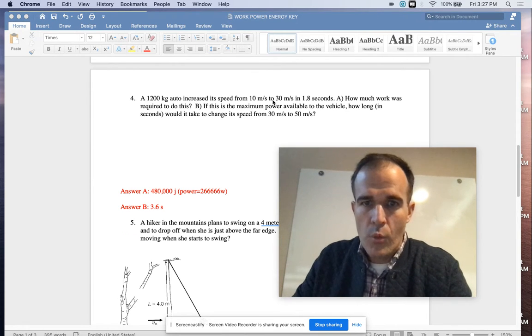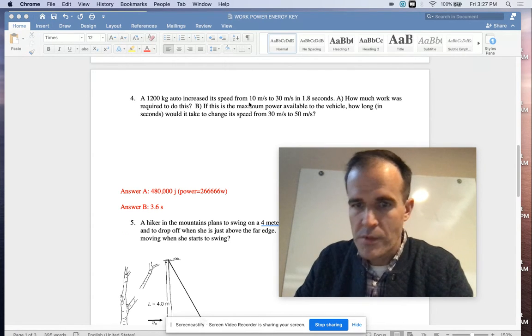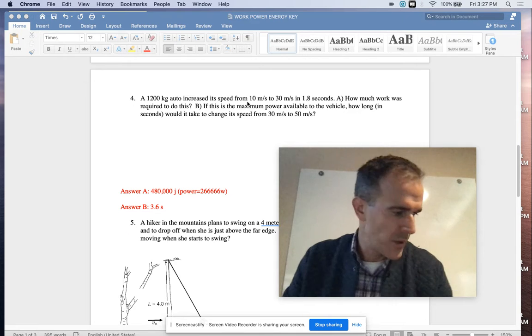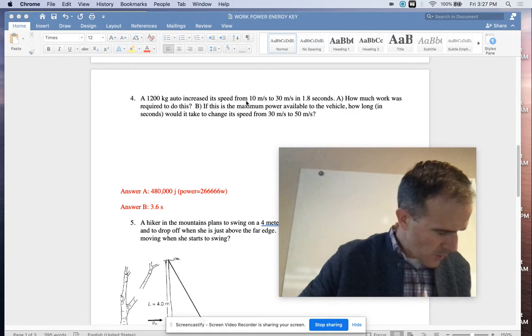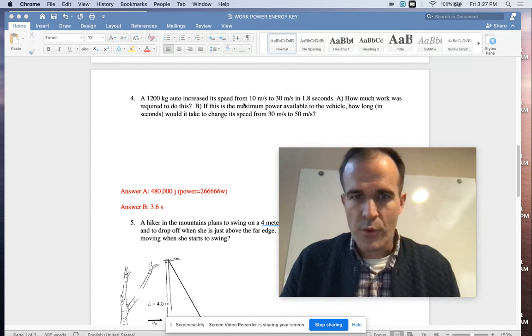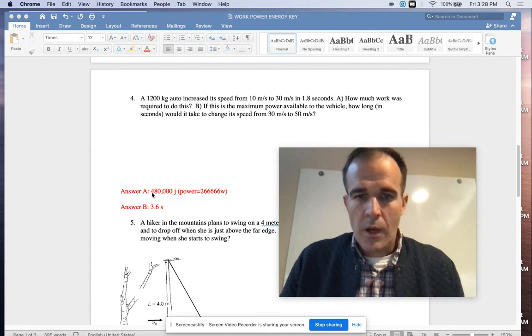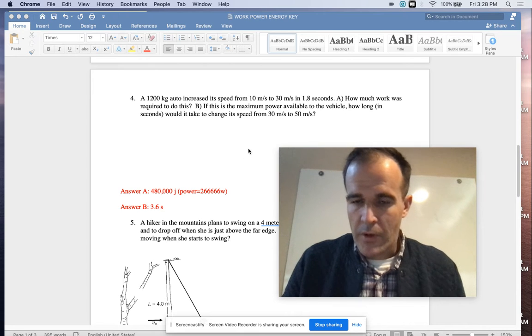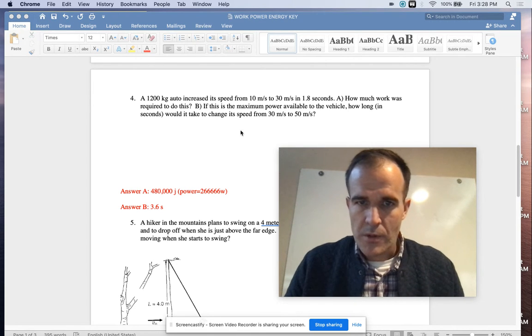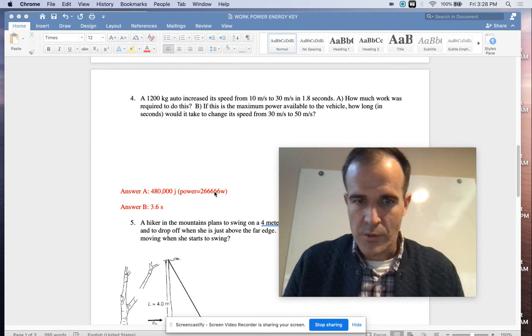Figure out the final energy, subtract the initial amount of energy, and you would have the work done. So do 1/2 mv squared at 30, 1/2 mv squared at 10, subtract those, and figure out what the change in energy is. I had that somewhere. Yeah, I think that was a change in energy of 480,000 joules. There it is right there. And then if you divide by time, you can figure out power, which is work divided by time. So if that's the work that was done in that amount of time, that's the power.